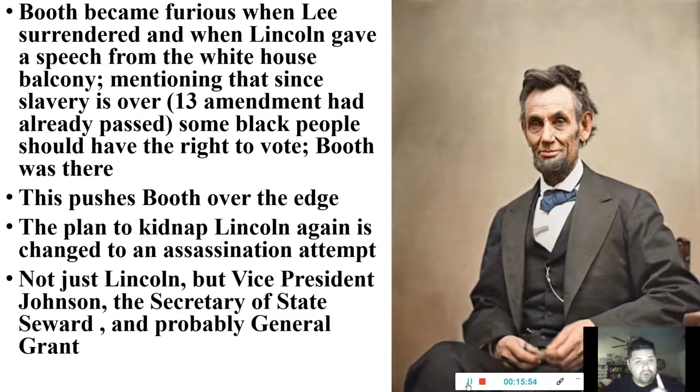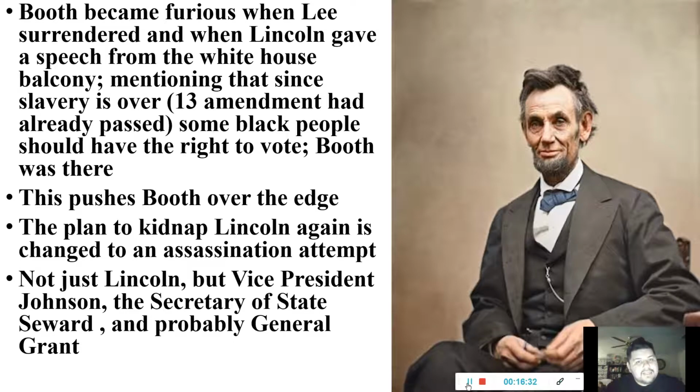But what really drove him over the edge was when Lincoln gave a speech on a balcony at the White House. He mentioned that the 13th Amendment had passed, which meant slavery was over. That passed in January 1865. So he said, since these men are free now, I believe that the educated black men and those who are higher-ranking soldiers should be allowed the right to vote.